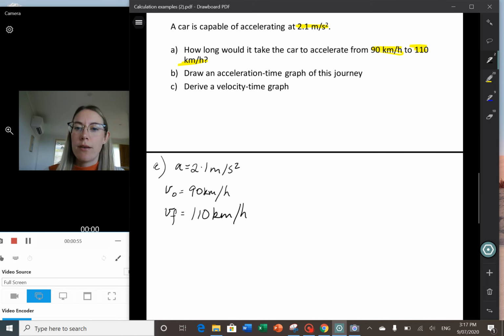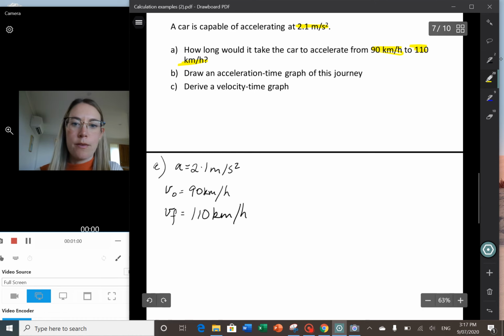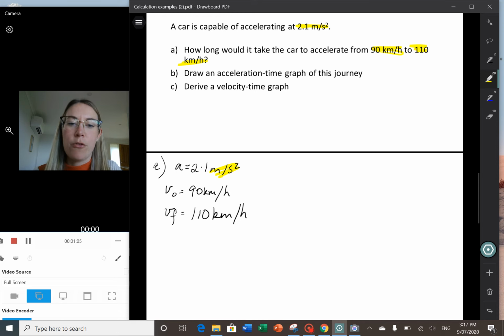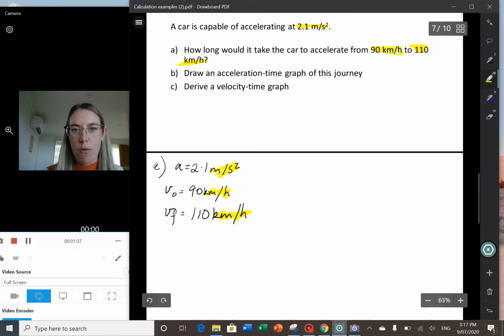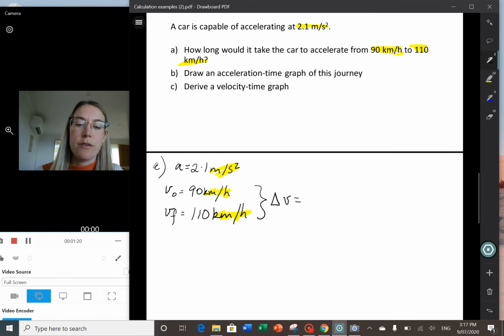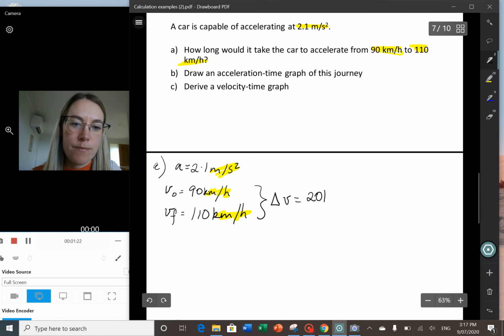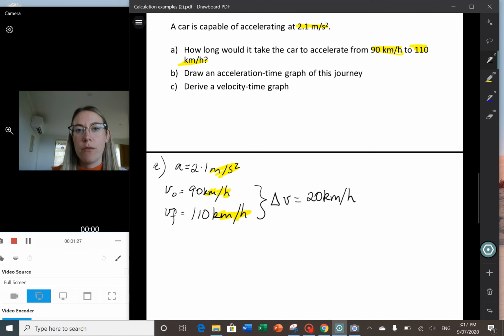Now, before we go ahead and start plugging these values into our formula, we actually want to make sure that we're working in the same units. So here, our acceleration is in meters per second squared, but the velocity values are in kilometers per hour. So we'll just find the difference here. Our change in velocity is going to be our final velocity minus our initial velocity, which is 20 kilometers an hour. And we'll convert that value into meters per second.